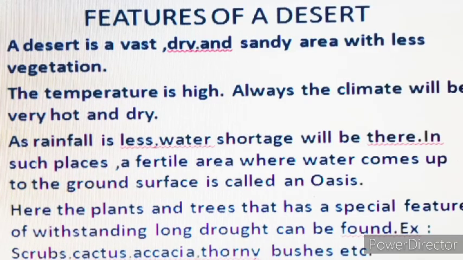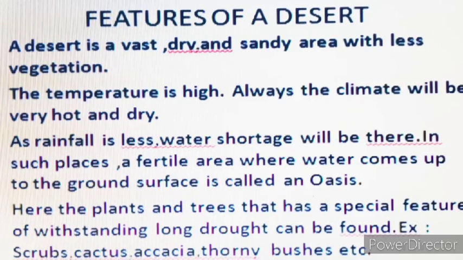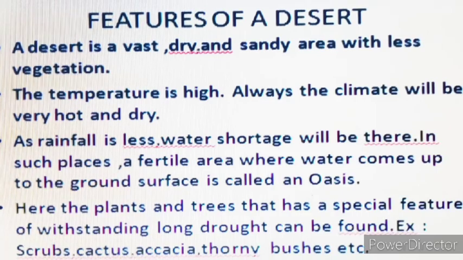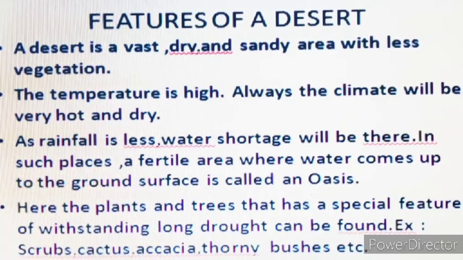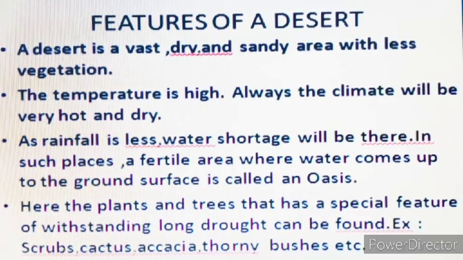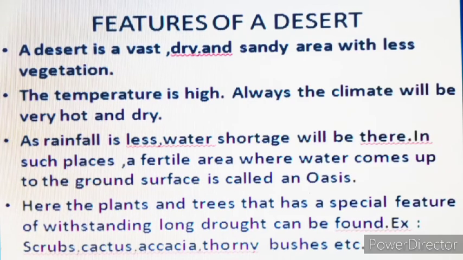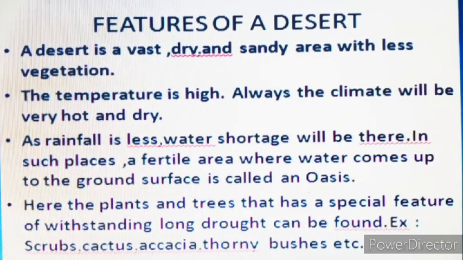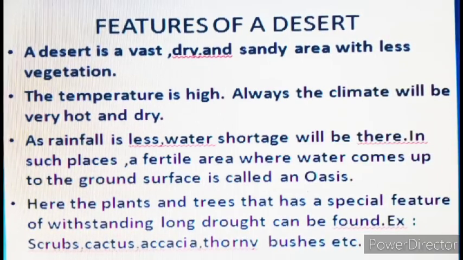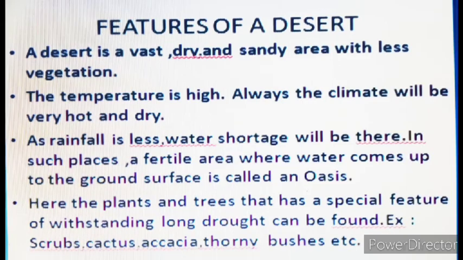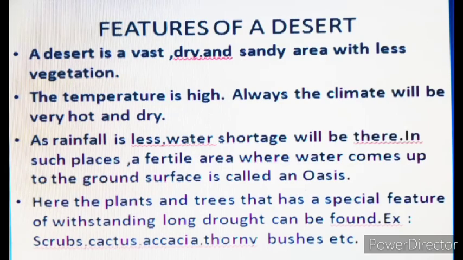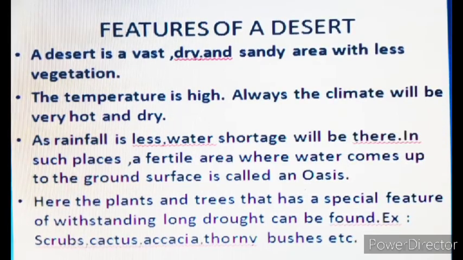The features of a desert. How will a desert be? What are the characteristics of a desert? As we have learnt in the starting itself, a desert is a vast, meaning very big, dry and sandy area with very little vegetation. The temperature is very high and the climate is dry. Always it will be very hot in deserts. Scarcity of water. Scarcity means shortage. Shortage of water is because of scanty rain, because of the less rain.